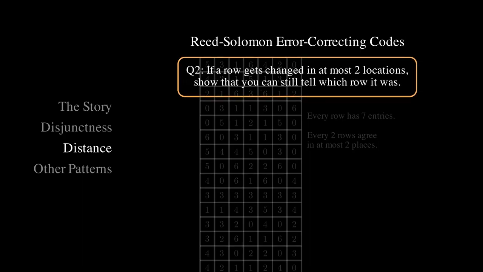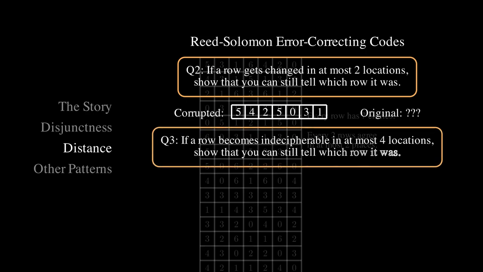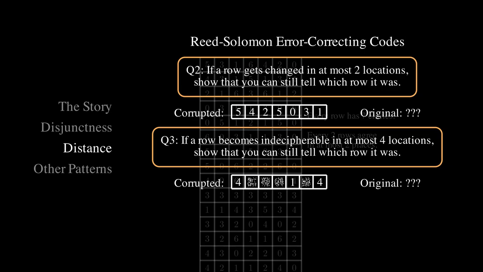If you try to send me a row of the table, but up to 2 of the 7 entries get changed, show that I can still unambiguously tell you which row you sent. And the other question is, if you try to send me a row of the table, but up to 4 of the 7 entries become undecipherable noise, again show that I can unambiguously tell you which row you sent.